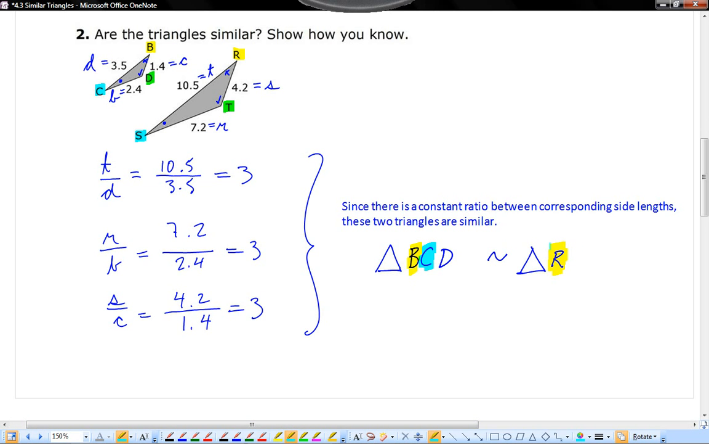The angle at C matches the angle at S, and finally the angle at D matches the angle at T. And just so you remember when you take a look at your notes later, that symbol is to be read as "is similar to." So this reads, triangle BCD is similar to triangle RST.